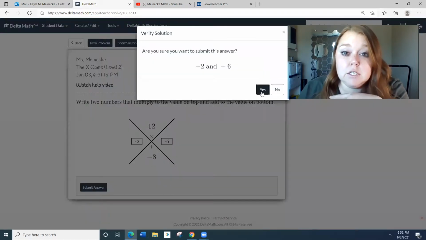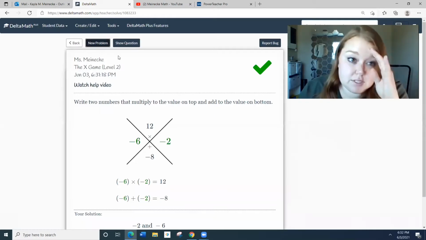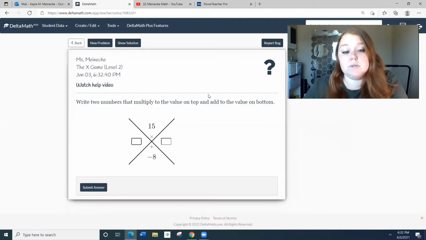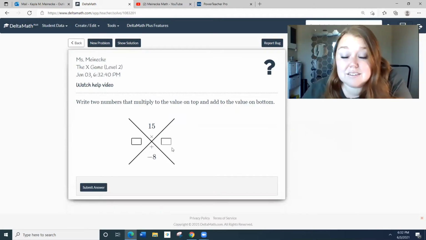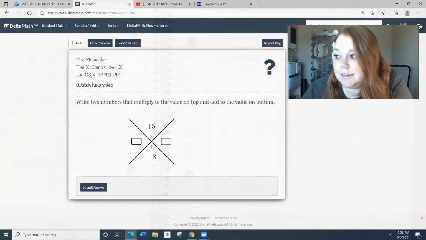Okay. So this is something that I will be assigning so that you get practice, but this whole thinking is also going to be helpful for when we do our lesson, which is next. Here we go.